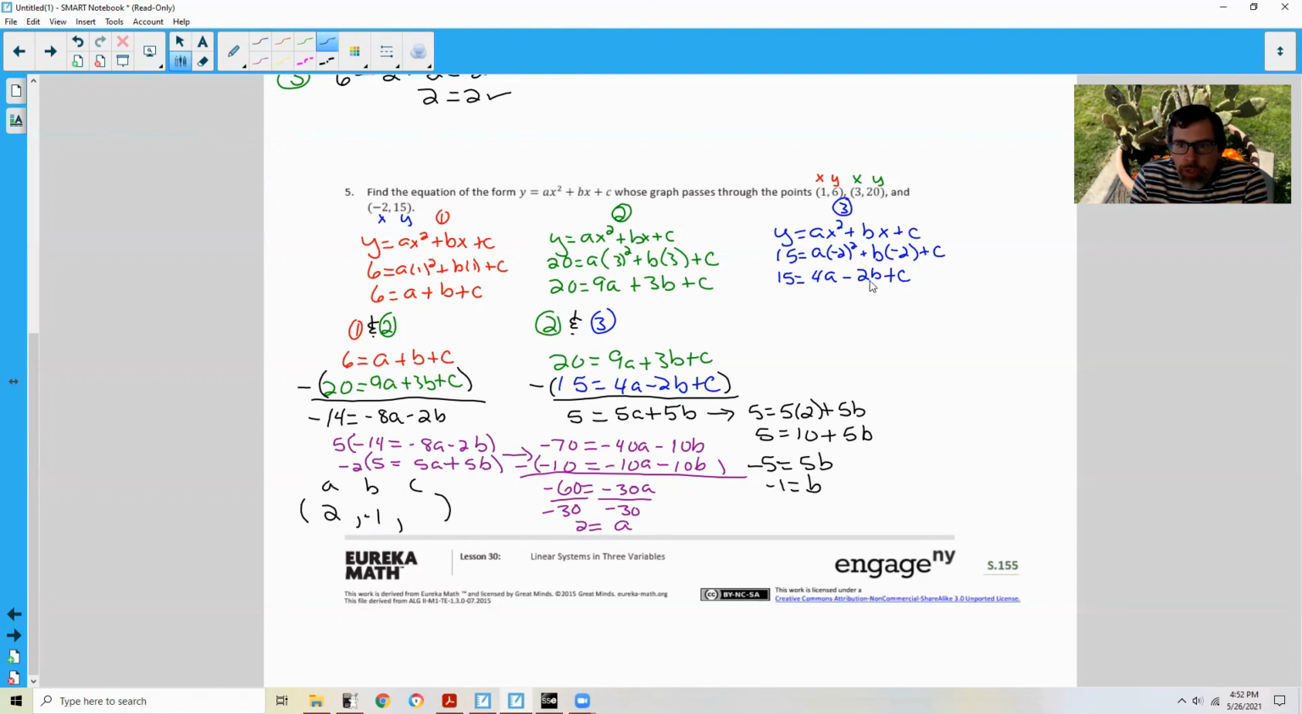Finally, we're going to come over and we're going to use equation 3 again. And we're going to substitute in our A and our B and find C. So 15 equals 4A minus 2 times B plus C. 15 equals 8. Negative times a negative is positive 2 plus C. 15 equals 10 plus C. So therefore, subtracting 10, C equals 5. So we got 2, negative 1, and 5.